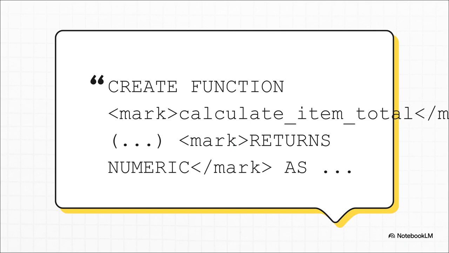So for instance, let's say you're always having to calculate the final price of an item, including tax. Instead of writing out that whole formula, price times quantity times 1 plus tax rate, in every single query, you can just build a function for it. You give it a name, tell it what information it needs, the price, the quantity, the tax rate, and what kind of number it's going to spit out.